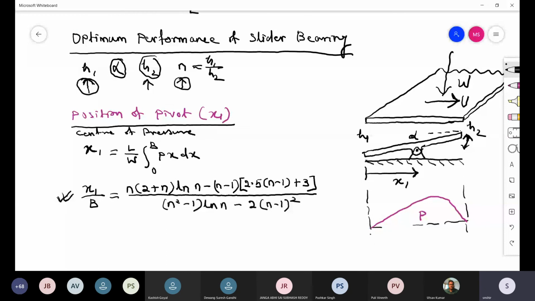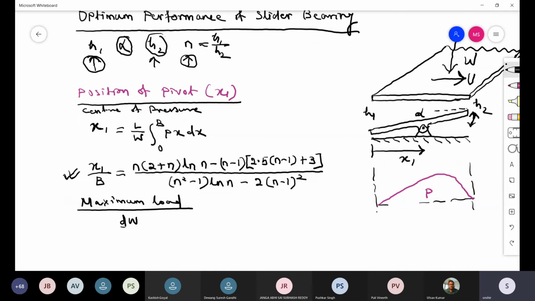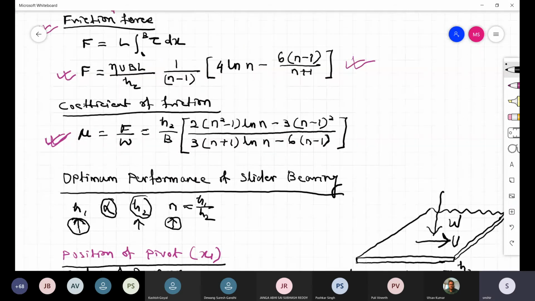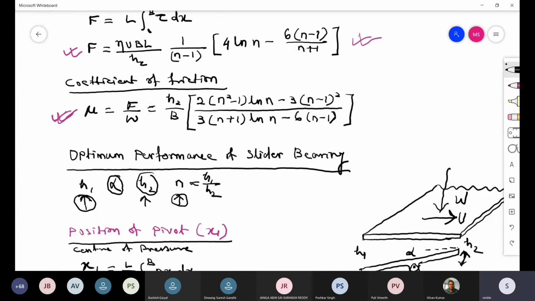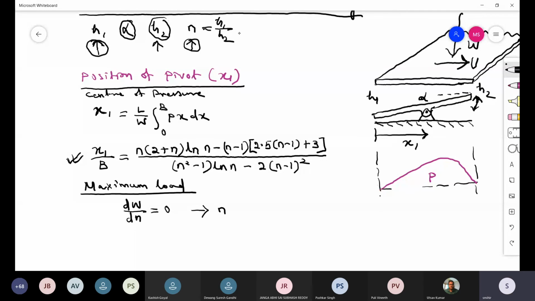Now what will be the maximum load for this type of operation? For that, again you optimize the value of N, dW by dN equal to 0. Okay, so if you do that in the W expression, from the above W expression, then you will get N to be 2.18.